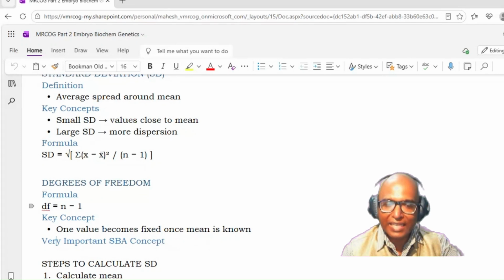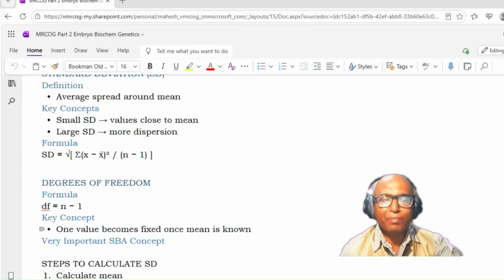If you have a data set of 10 observations, you can calculate the mean, and the mean is one value. So how much? 9. So this degree of freedom will become 9. That is, n minus 1 is the degree of freedom. So one value becomes fixed once the mean is known.